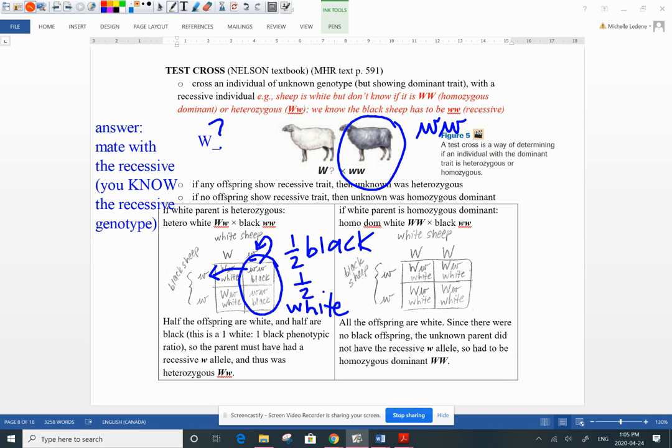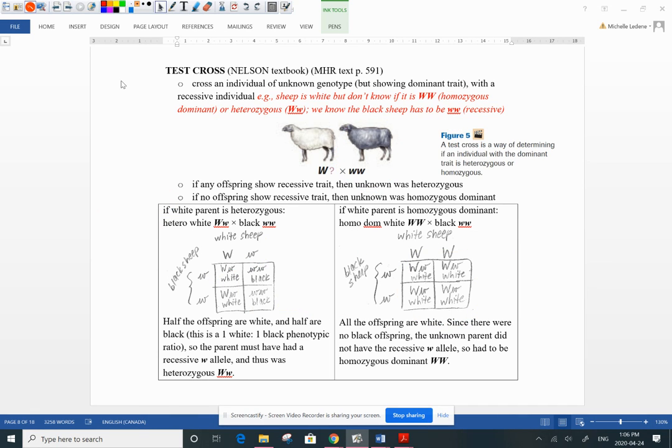She was heterozygous. On the other hand, when you do the other test cross, look at the offspring. All are white. There is no black sheep in this cross. Well, why is that? The reason is because the mom had no little w allele. She was not heterozygous. She had to be homozygous dominant, big W, big W. So a test cross is a way to find out the unknown, but dominant, and you just do it by simply crossing it with the recessive, the known parent.